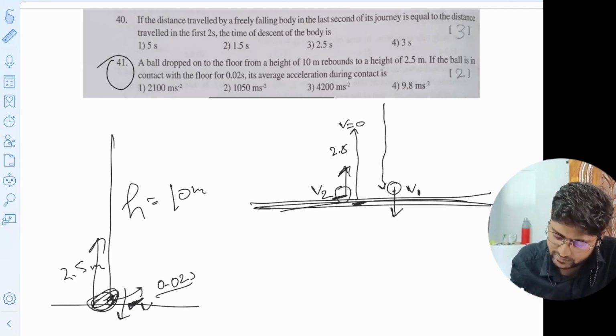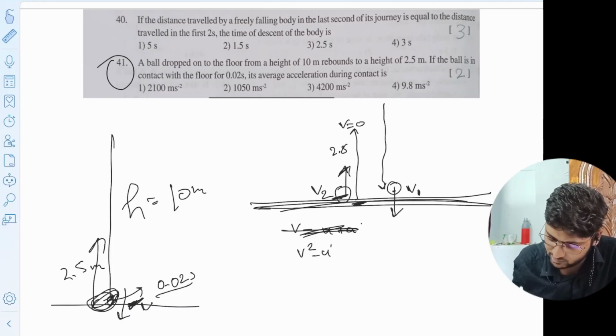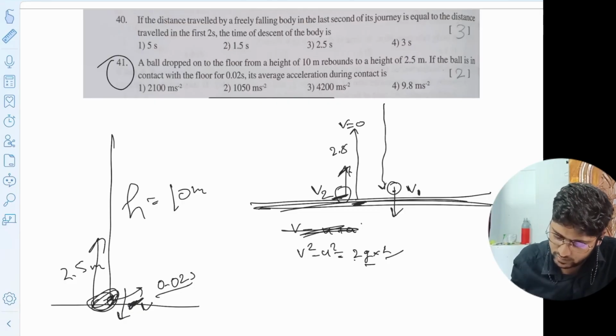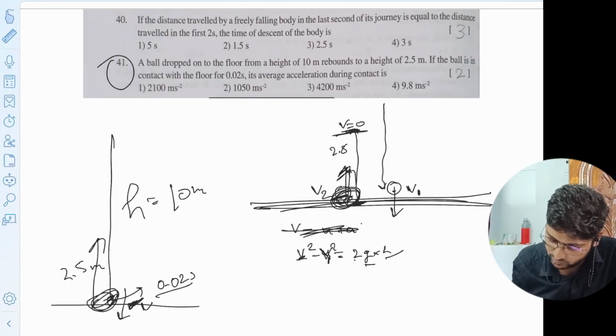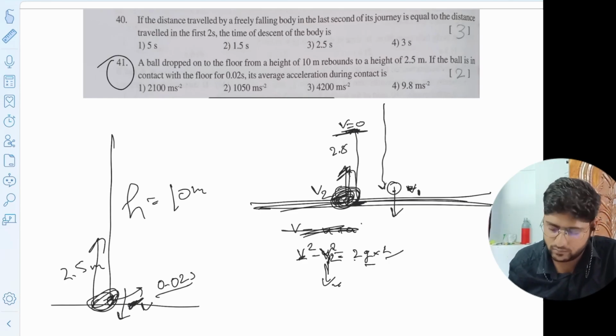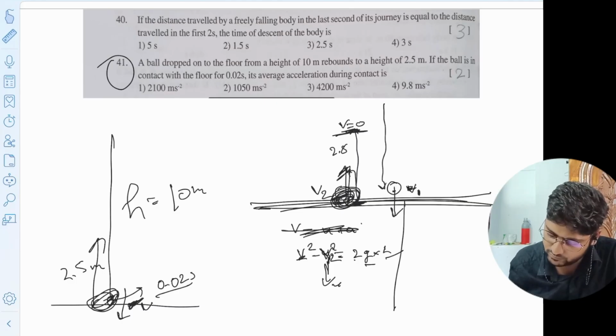So you can calculate this by applying the formula v square minus u square equals 2 into g into h. You know h, you know g, and here the final velocity v becomes 0. Here your initial velocity when it is going up is v2. Now you can calculate v2. Once you get v2 and you have v1, then what is the formula for force?